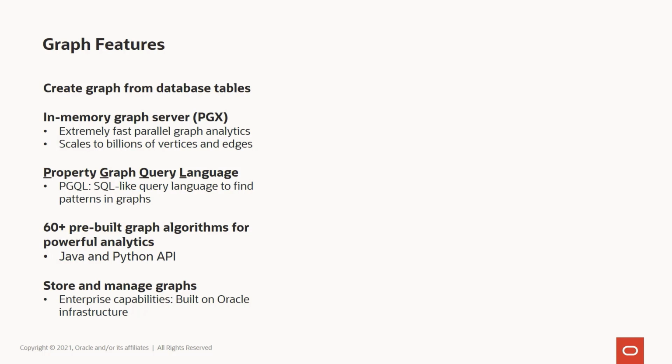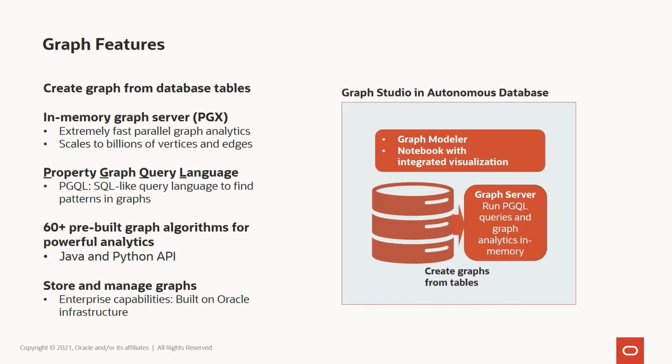Oracle Graph also includes over 60 pre-built graph algorithms for detecting communities, identifying important nodes, doing path analysis, and more, that can be invoked using a Java or Python API. And all of this is built on Oracle infrastructure. And when you're using Autonomous Database, you can use the Graph Studio feature to get a fully managed service that includes all of these features.